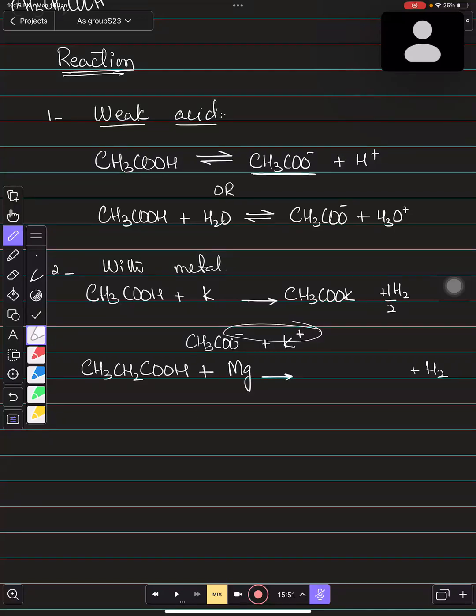Now, what is the salt? This is actually CH3CH2COO, which is -1, and the magnesium is 2 plus because it is from group number 2. So the formula between these two should be CH3CH2COO, and it should be in the bracket and then magnesium. Is that right, every one of you?